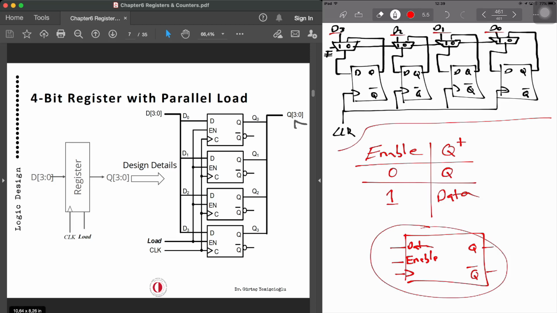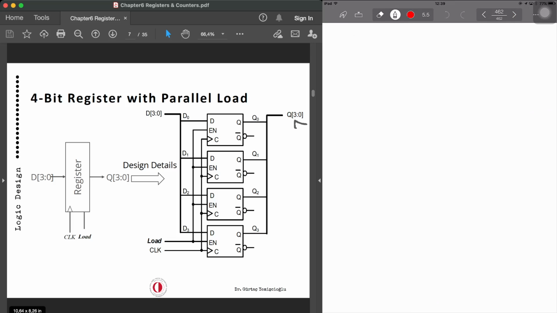Now, I want to talk about something that is again a job interview question. What's the difference between little endian and big endian? Little endian, because when we are talking about registers, this is important. Big endian.